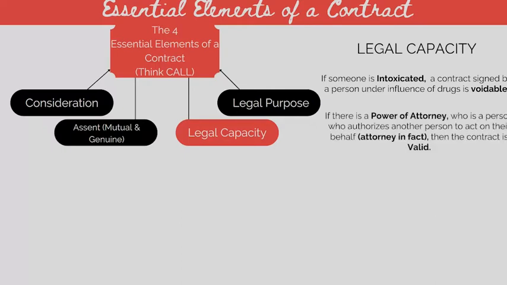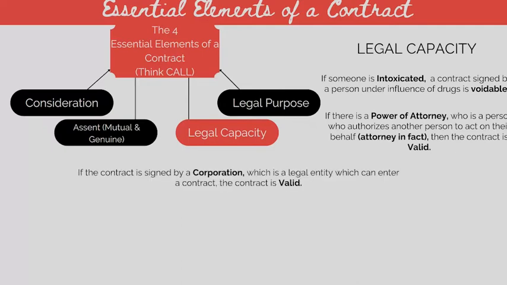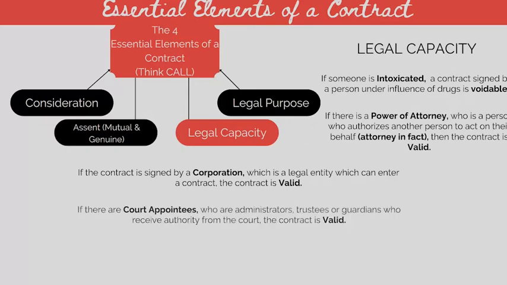If there is a power of attorney, who is a person who authorizes another person to act on their behalf, or attorney in fact, then the contract is valid. If the contract is signed by a corporation, which is a legal entity which can enter a contract, the contract is valid. If there are court appointees, who are administrators, trustees, or guardians who receive authority from the court, the contract is valid.